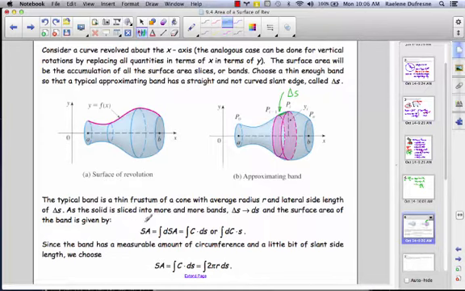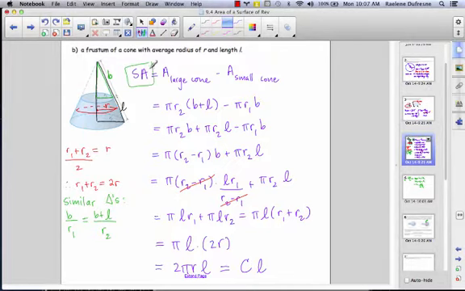As the solid is sliced into more and more bands, delta s approaches ds, and the surface area of the band can be given by surface area equal to the integral of a little bit of surface area, which is equal to a measurable amount of circumference times ds accumulated, or the integral of a little bit of circumference times slant side. So recall, we had just found that the surface area of a frustum of a cone is equal to circumference times the slant length, or 2 pi r, where r is the average radius, times the slant length.